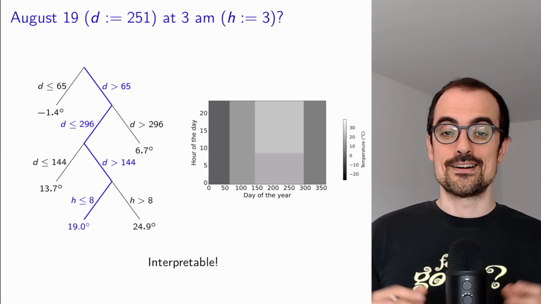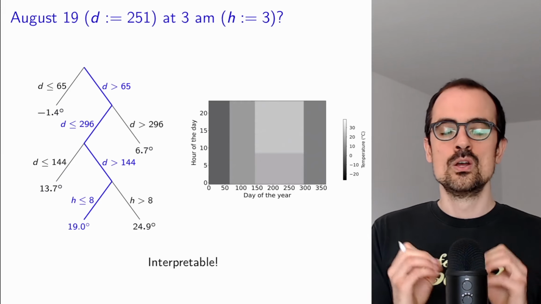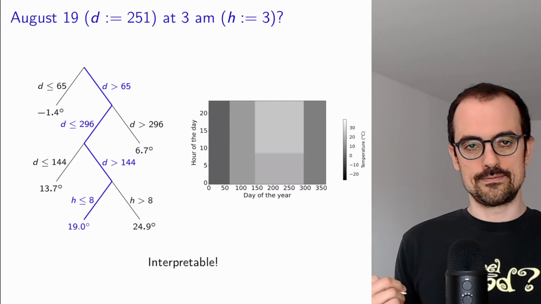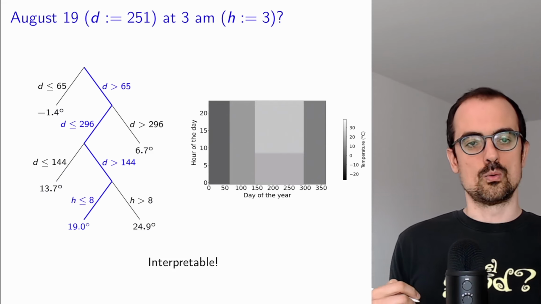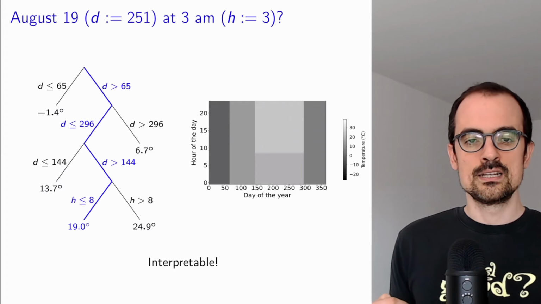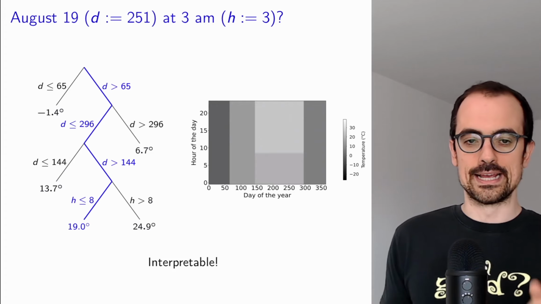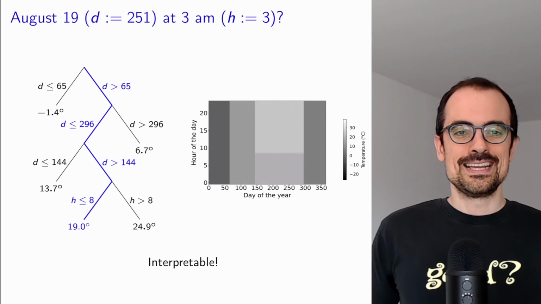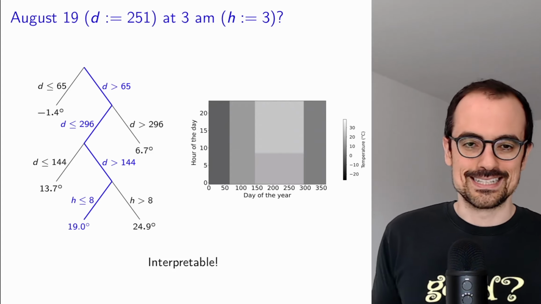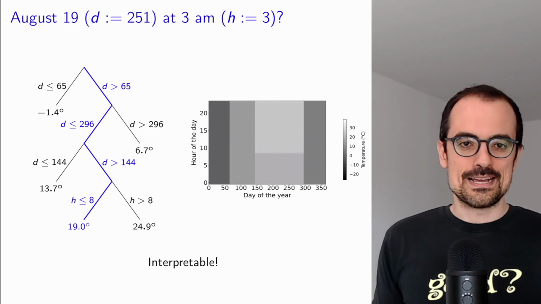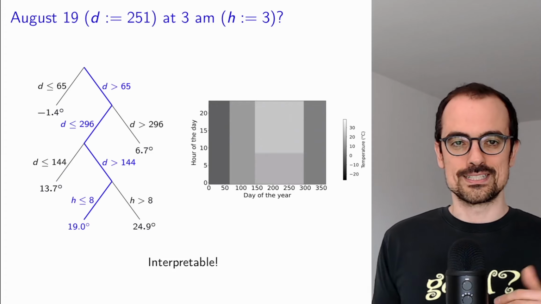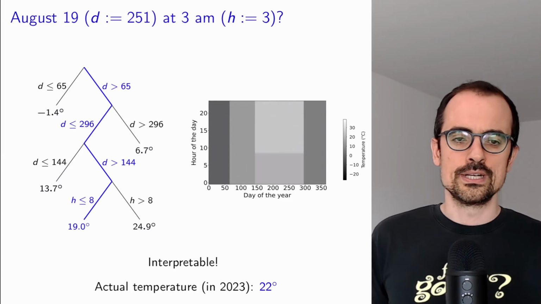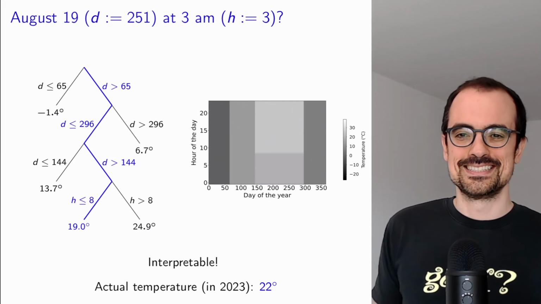As you can see, our estimate is interpretable. We know exactly why we are producing that estimate of 19 degrees. It's because the feature D is between 144 and 296, and the feature H is smaller than 8. So this is an interpretable model which can be very important for some applications. When I was coming up with this example, I wasn't in Manhattan, Kansas. I was in Manhattan, New York. But I looked up online what the temperature was in Manhattan, Kansas, and it was 22 degrees. This was 2023. So the estimate was not too bad.